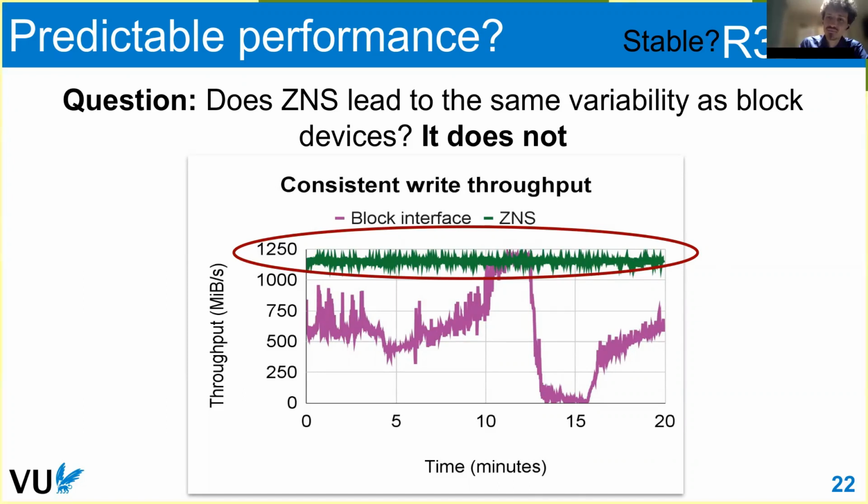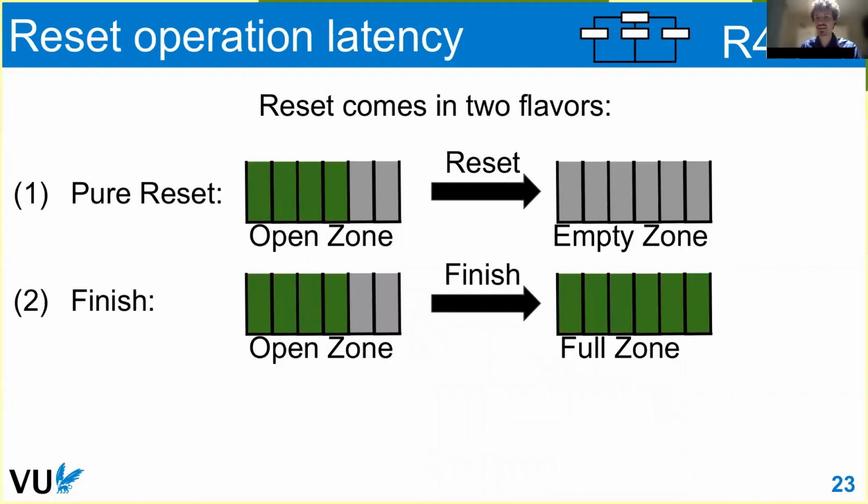Now, here is the last result. And this is personally my favorite because it's something that I didn't quite expect about the new reset operation. The reset operation comes in essentially two flavors on ZNS: the pure reset and the finish. The pure reset turns an open zone into an empty zone and removes all data with it, allowing the zone to be reused for new data. And it transitions the write pointer back to the beginning.